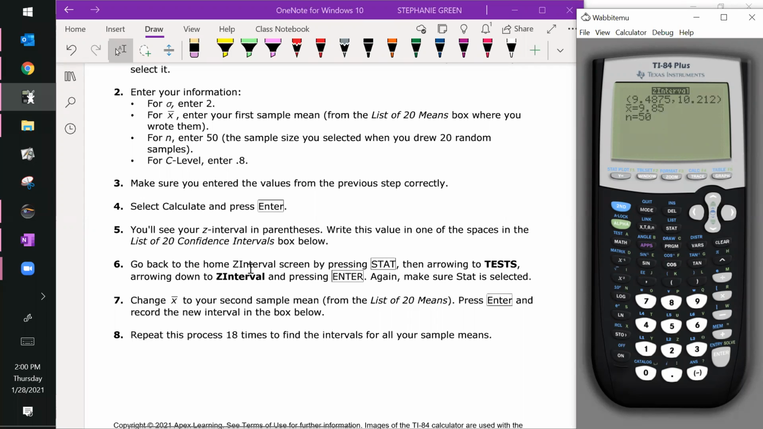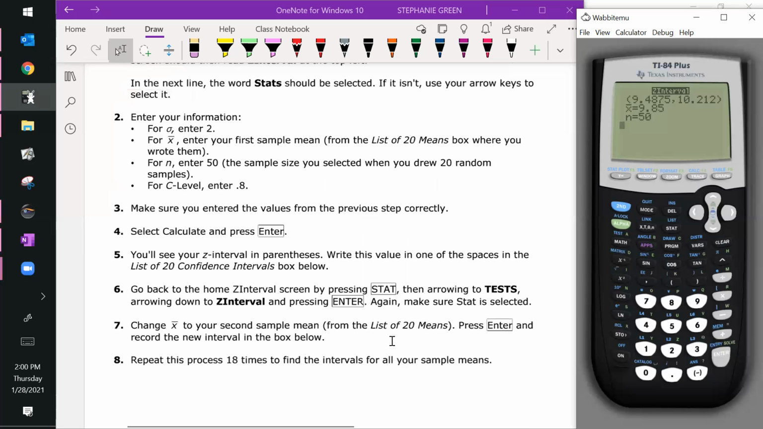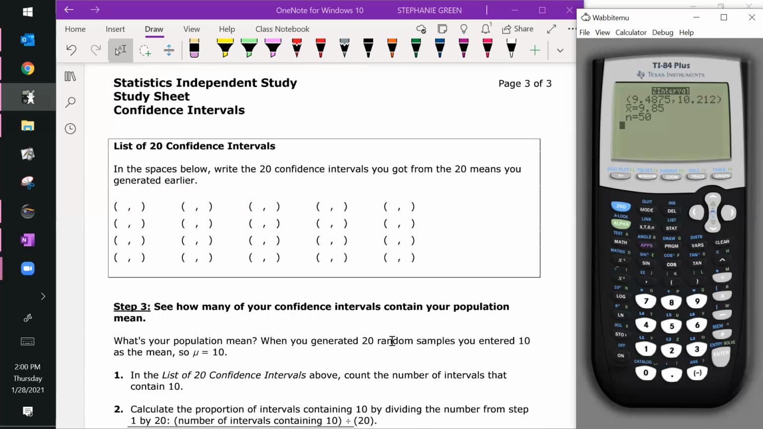So it says go back to the Z interval screen by pressing stat, arrowing over to test, arrowing down to, oh, we did that. And again, make sure stat is selected. We're going to change to the second sample mean and repeat the process 18 times to find all the intervals for your sample means. So give us somewhere to write these ones down. Oh, it does. There it is. That's what I'm looking for.